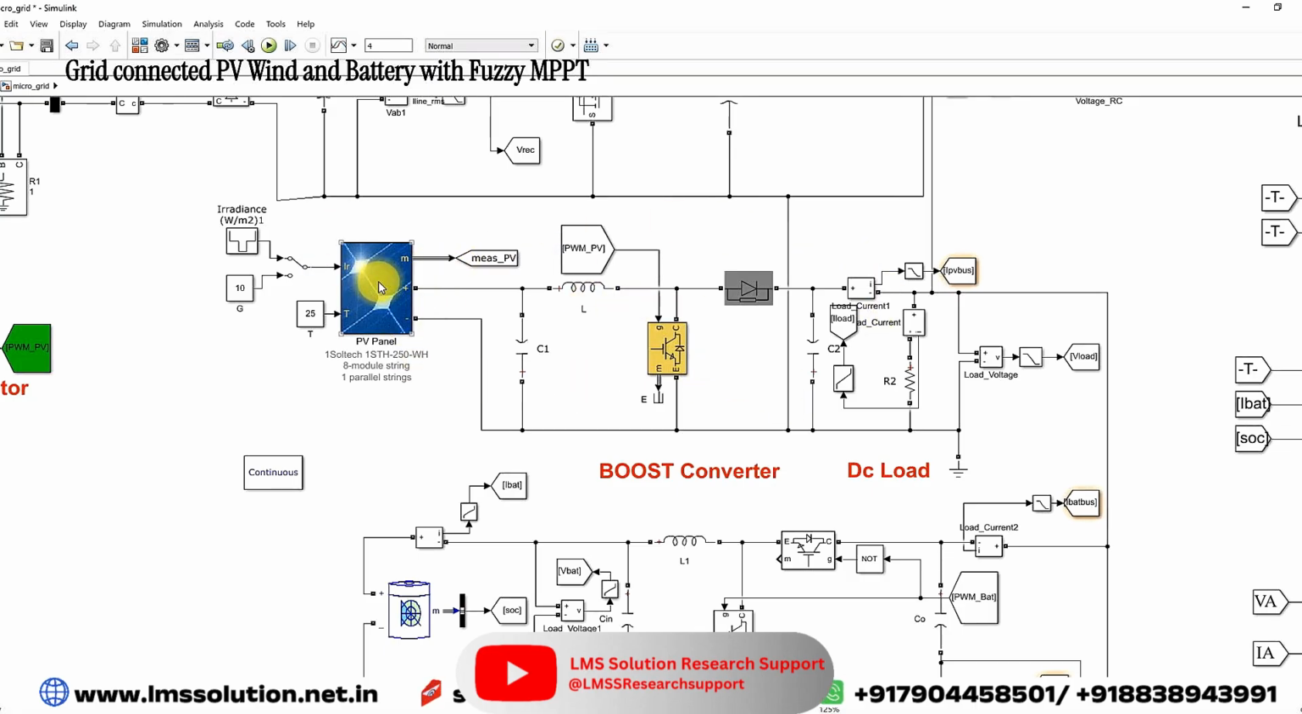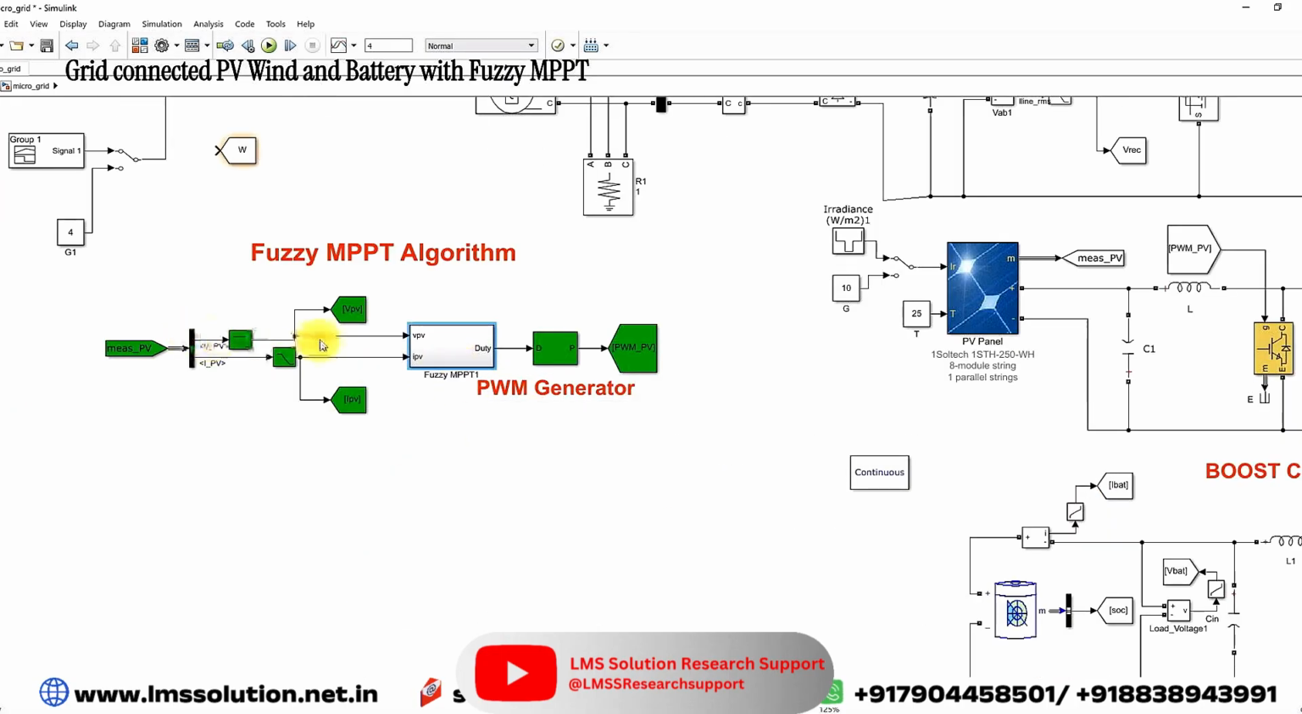In the same way, here we are using a solar PV system. The solar PV system rating is 2000 watts. It is going to be connected to the DC bus via this boost converter. The boost converter will be controlled by means of the Fuzzy MPPT algorithm. Here, the Fuzzy MPPT algorithm receives two inputs, PV voltage and PV current.